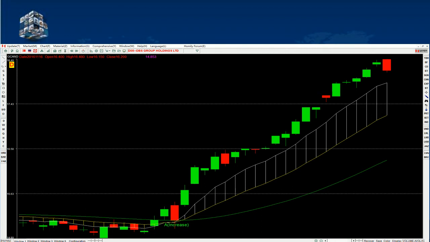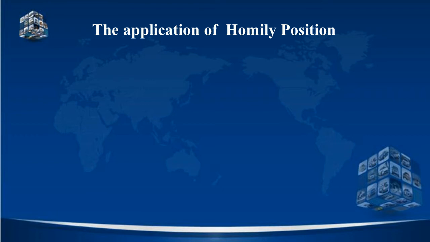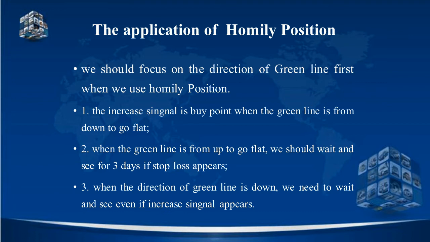The application of the homely position. We should focus on the direction of the green line first when we use the homely position. The first one: the increase signal is a buy point when the green line goes from down to flat. The next one: when the green line goes from up to flat, we should wait and see for 3 days if a stop loss appears. Then the next one: when the direction of the green line is down, we need to wait and see even if the increase signal appears.